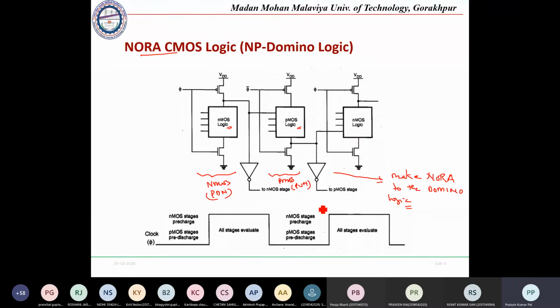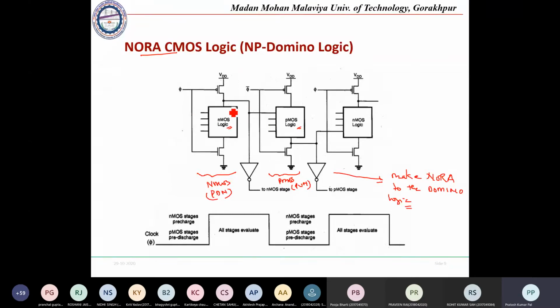Once these inverters are not there, it will still be the structure, but this is the complete structure, and this complete structure combines the first stage made up of NMOS logic, another one of PMOS logic, and alternate NMOS and PMOS logics will be connected in case of NORA logic. Okay, so what is the advantage of this? One more thing we need to see.